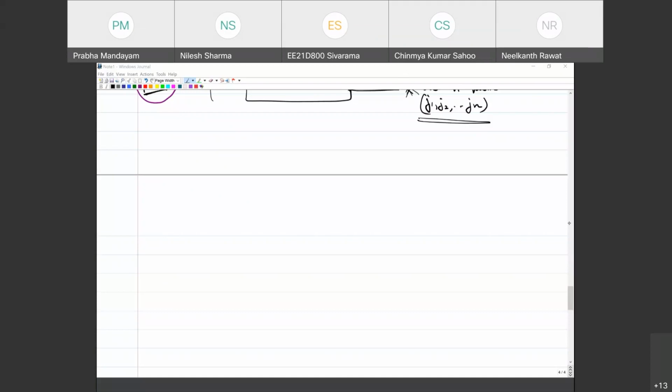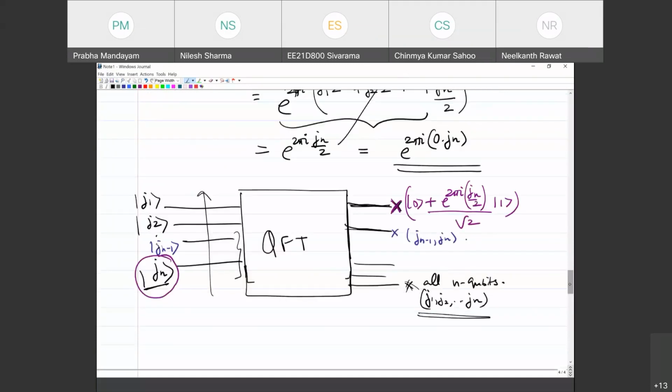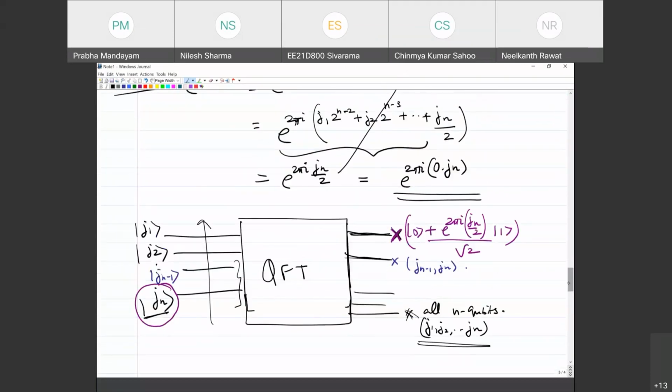Okay, so next class we'll draw this circuit, and then we will see a simple application of this, which is in phase estimation. I hope this idea of the QFT is clear, how to break it down into a product, and how to see the conditioning on which qubit is conditioned on which input.